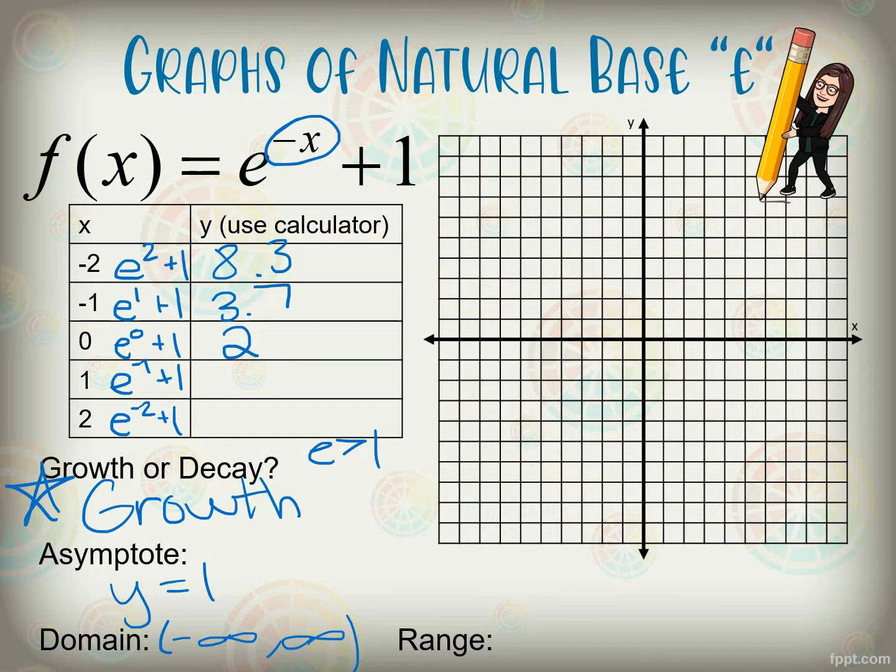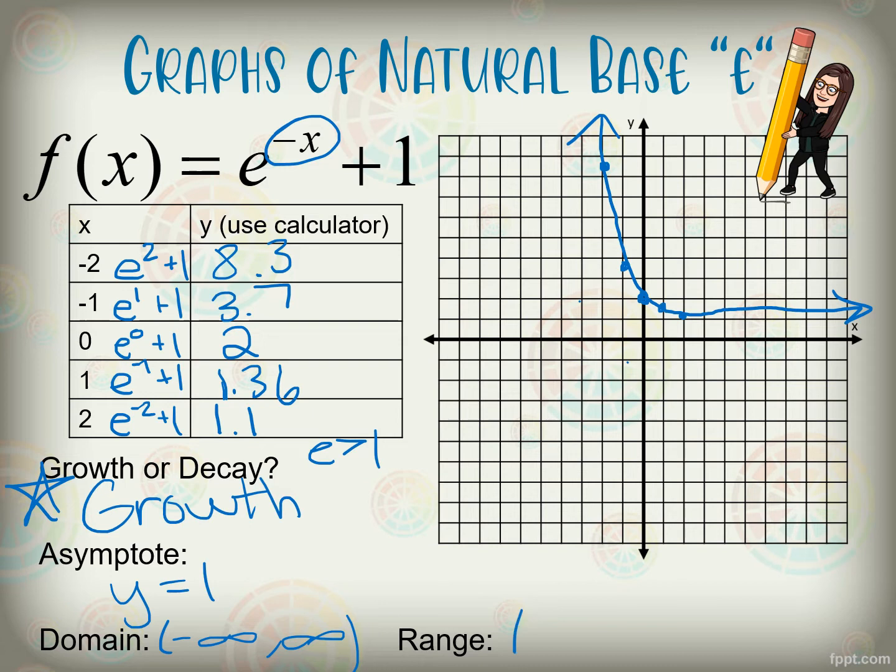I already took care of 0. E to the -1 plus 1 is 1.36. Again, practice with your calculator. Make sure you're getting the same thing as me. -2 plus 1, 1.1. So very attainable on this graph. At -2, 8 and a little bit. At -1, 3.7. At 0, exactly 2. At 1, 1.36. At 2, 1.1. So now I can see how I'm approaching that value of 1. So show that by cruising along the asymptote.